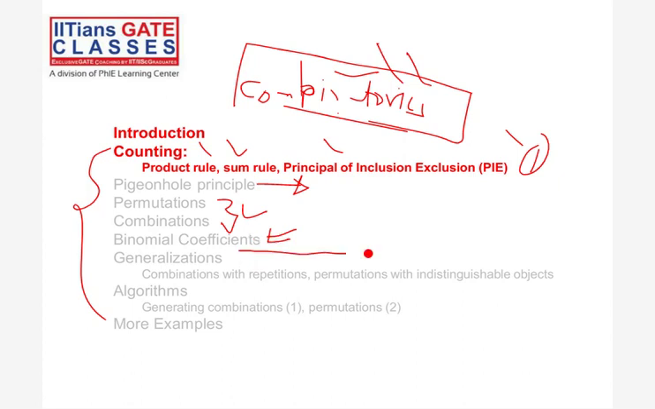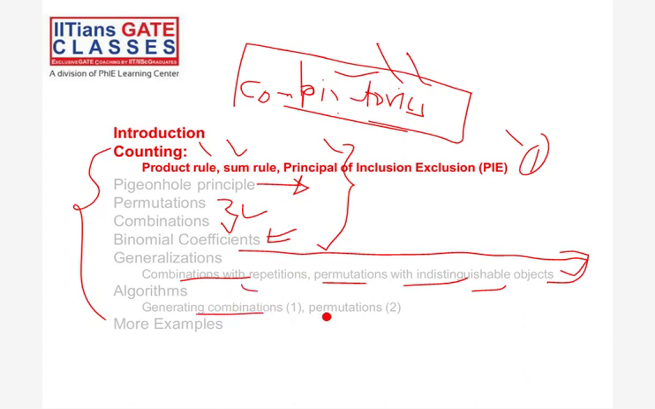In these cases we will solve easy questions. Now in this topic, this generalization, we will take more complex questions. At the end we will talk about generating functions and then we will take more examples. So this is the structure of what we are going to study in this combinatorics chapter.